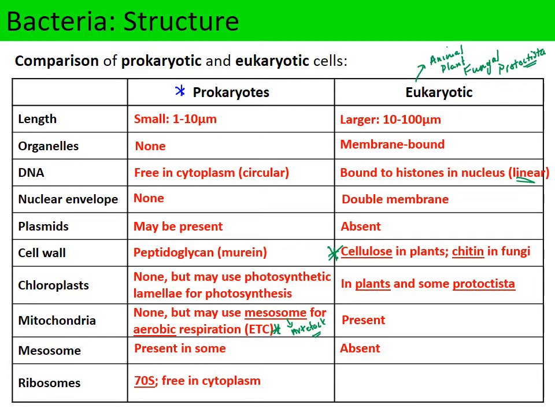Now ribosomes are 70S and they're free in the cytoplasm inside all prokaryotic cells, and they're 80S ribosomes in the cytoplasm of eukaryotic cells, and they're also attached to the outside of the rough ER and obviously the nuclear envelope. Now if we look at the ribosomes inside the mitochondria or the chloroplasts inside the eukaryotic cells, these organelles will actually have 70S ribosomes.